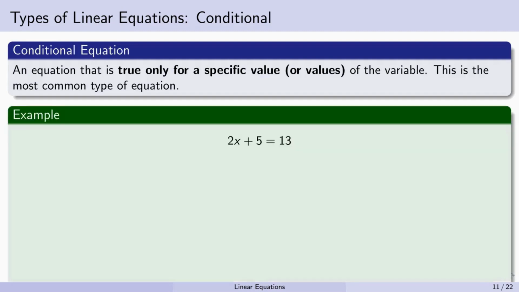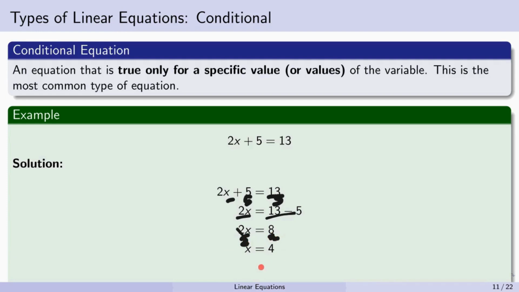Example, 2x plus 5 is equal to 13. Subtract 5 from both sides. 2x plus 5 minus 5 becomes 2x. 13 minus 5 is equal to 8. So we have now 2x is equal to 8. And then divide both sides by 2. That gives us x is equal to 4.